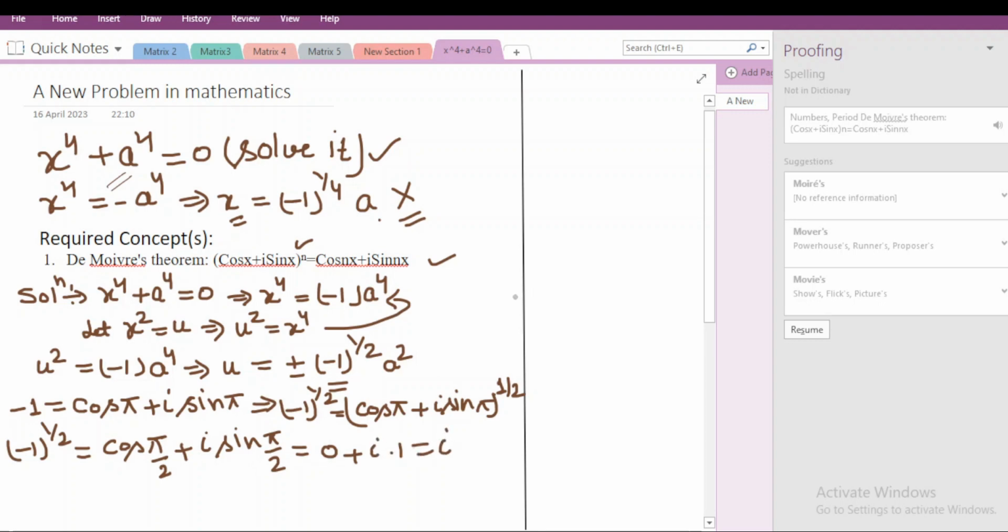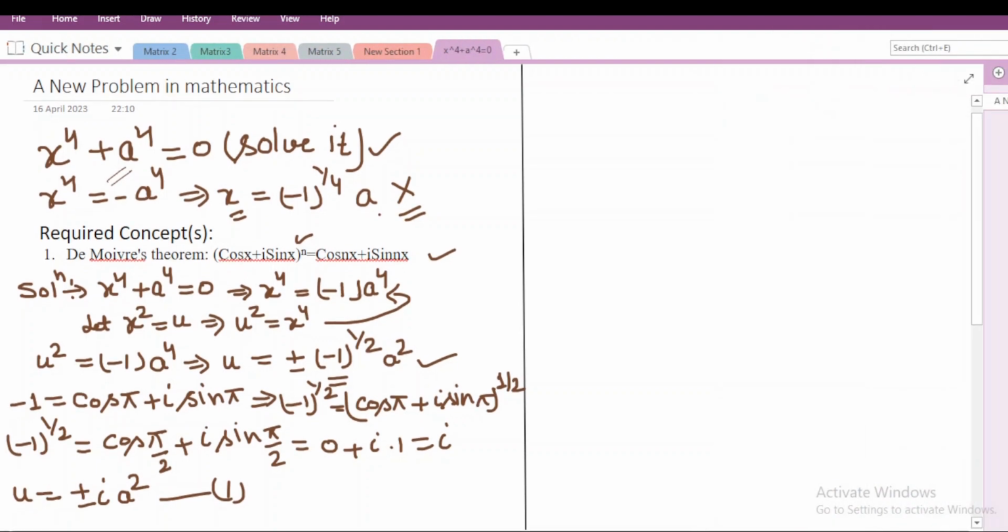Now by this equation, the value of u will be equal to plus minus i a square. So this will be our equation number 1. This is the first step of this particular problem. Now we'll move towards the second step.